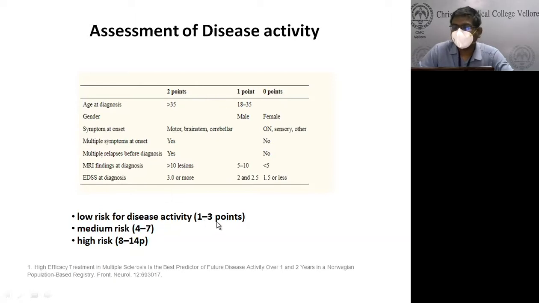Whenever a patient has 1 to 3 points, they qualify as low risk. 4 to 7 points, they qualify as medium risk. And 8 to 14 points, they qualify as high risk. So the patients with medium and high risk, definitely we should consider starting on high efficacy therapy.